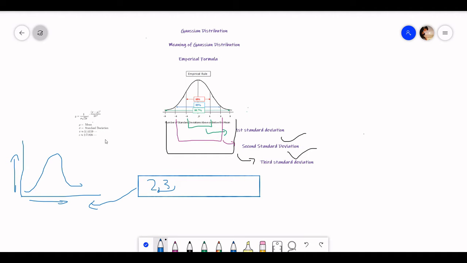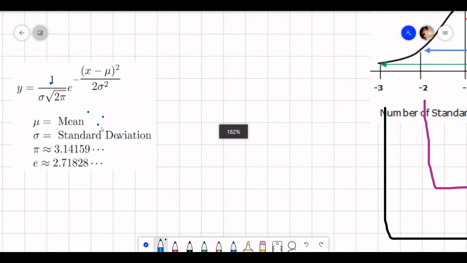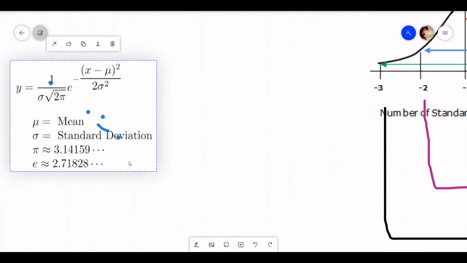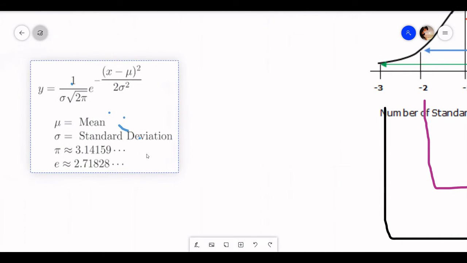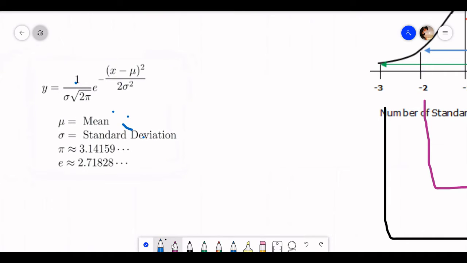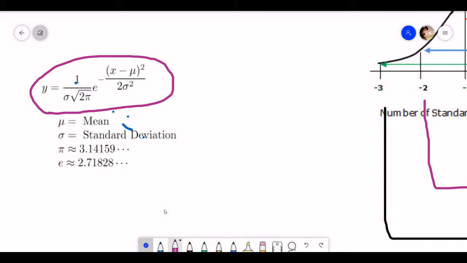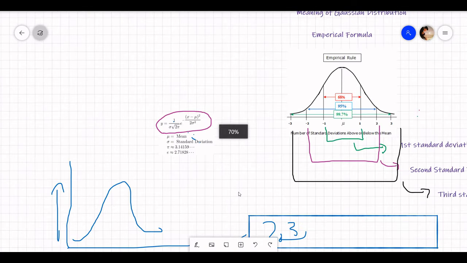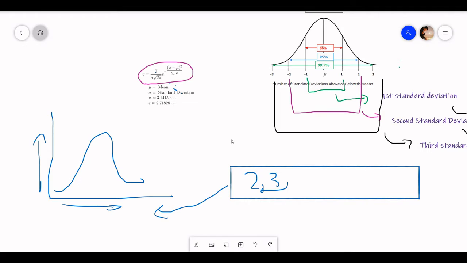In my previous video, I also stated this formula. This formula is for calculating the y-axis. We will use this formula to find our y-axis, and then we will try to plot our graph. If our data is following this graph, it simply means our data is Gaussian distribution.